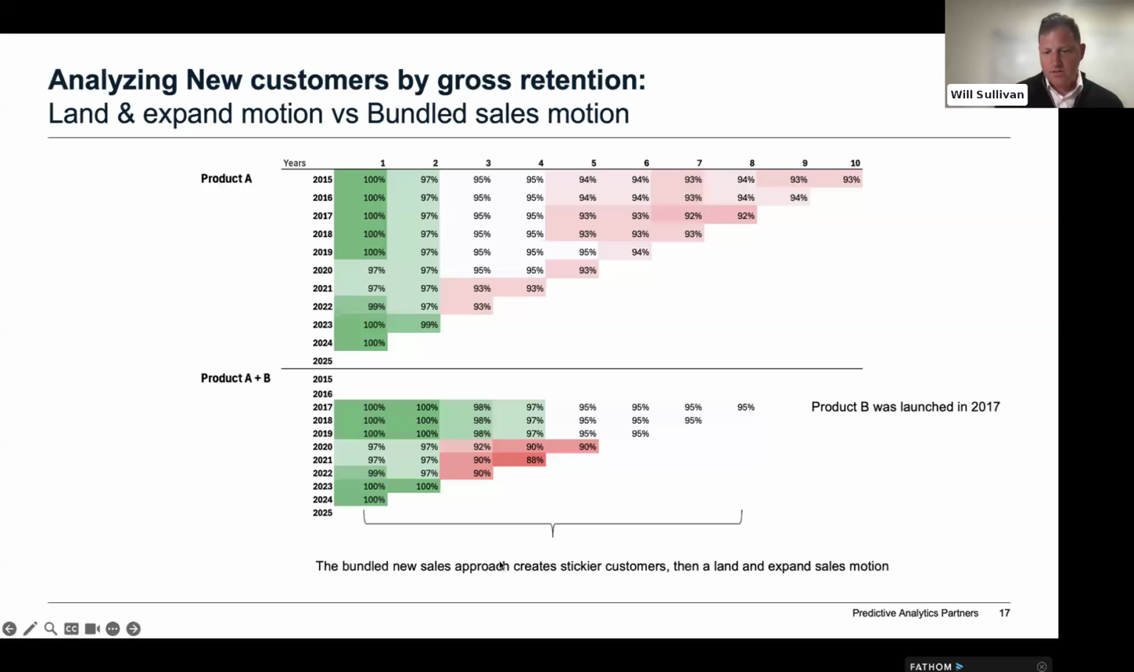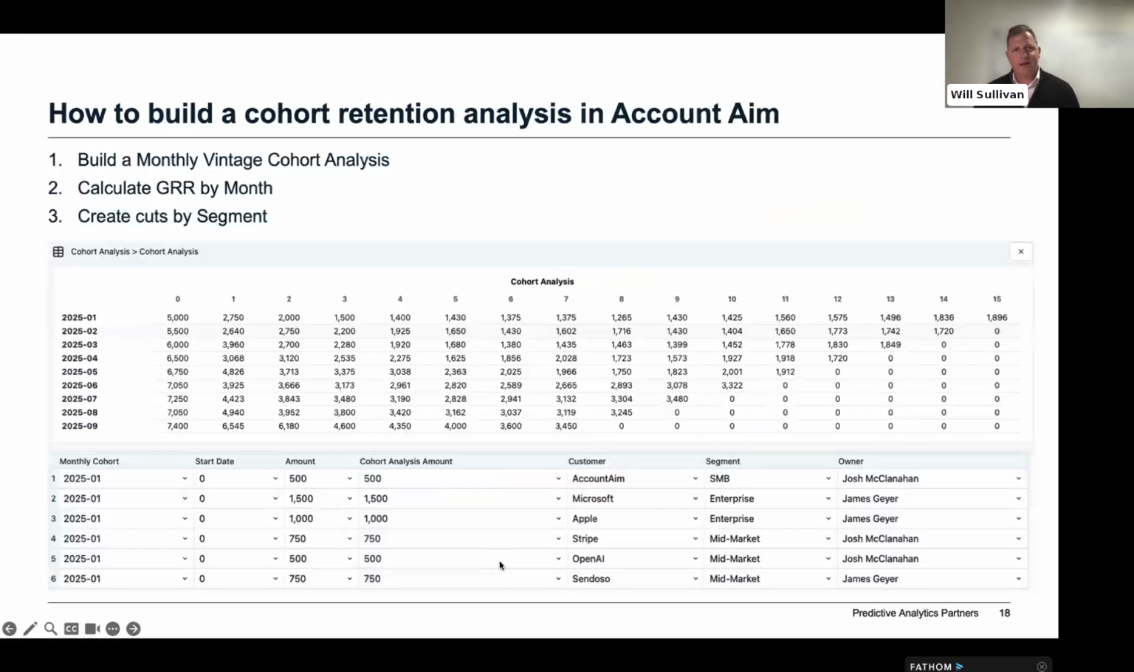All right, and here's the commentary there. All right, James, talk about Account Aim. So yeah, oh, go ahead, Will. You can build this in Account Aim.